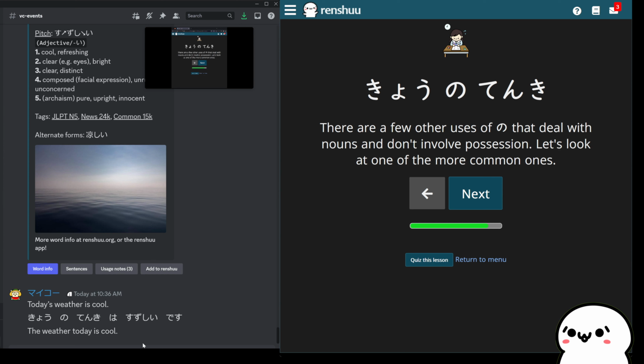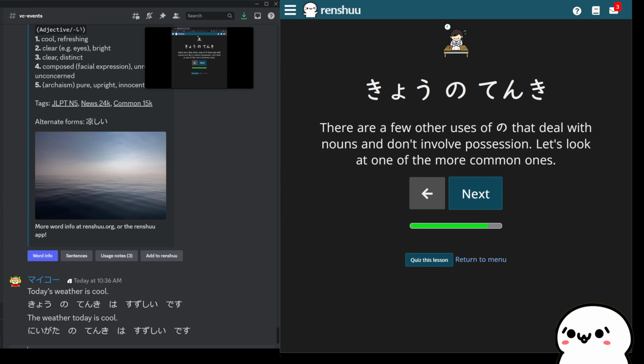And so, try and keep in mind that the sentence in front of you could be today's weather. It could be the weather today. It could be the weather for today. These all work. And let me give you one more example. So I am in Japan. I'm in Niigata, specifically Niigata Prefecture. And so what if I did this? Niigata no tenki wa suzushii desu. How would you translate that first part? Niigata no tenki.